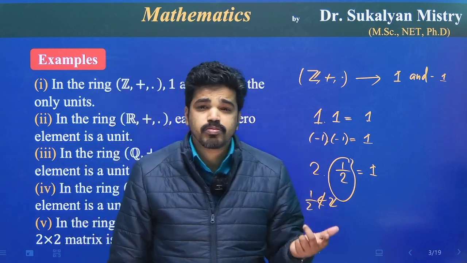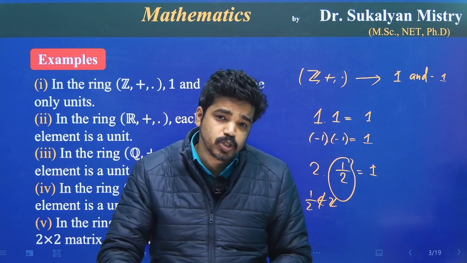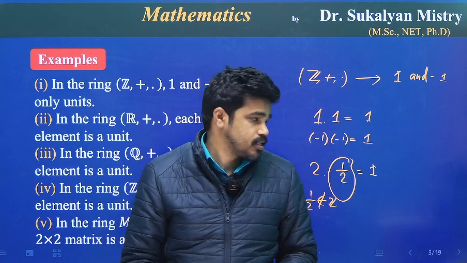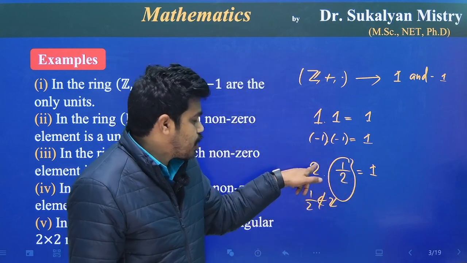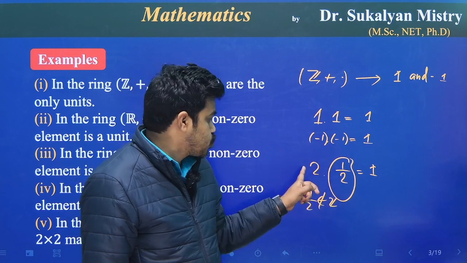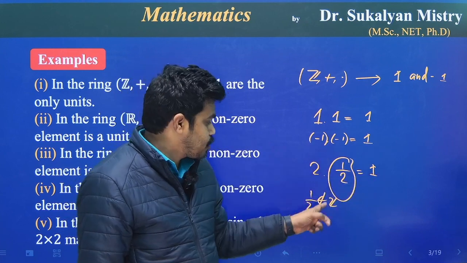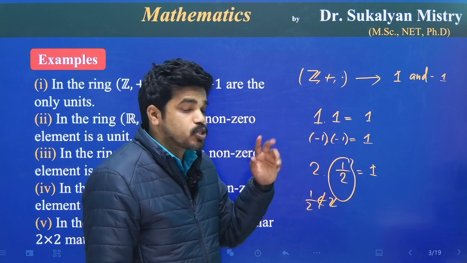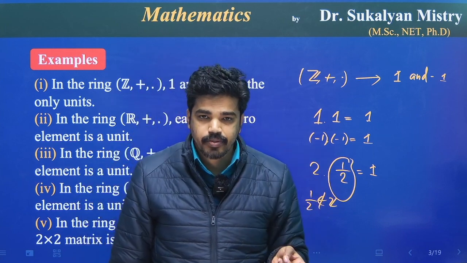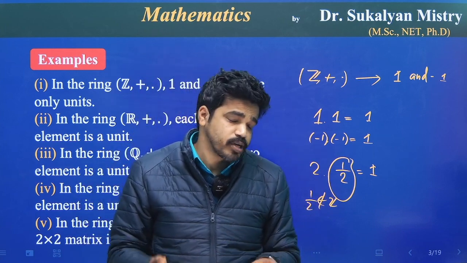What are the elements of Z? The elements of Z are 0, plus minus 1, plus minus 2, plus minus 3, like this. So if we take the inverse of the element 2, that is 1/2. So 2 into 1/2, that is 1. But 1/2 does not belongs to Z. So inverse of 2 does not exist. Okay? So inverse of 2 does not exist.